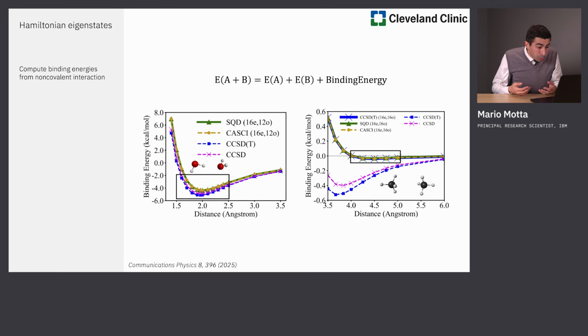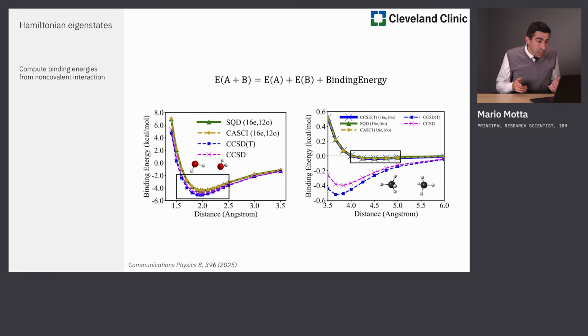And for that purpose, they have taken the two molecules, and as a function of the distance separating the two heavy atoms, oxygens on the left for the water dimer and carbons on the right for the methane dimer, they computed the ground state energy as a function of the distance by solving a time-independent Schrödinger equation. And out of it they computed the binding energy.